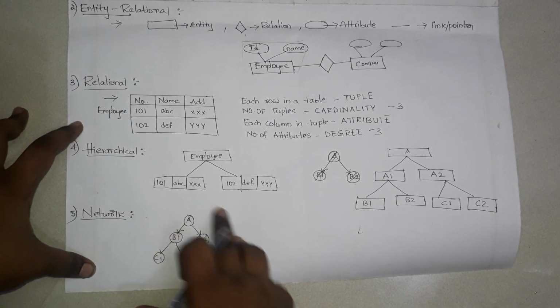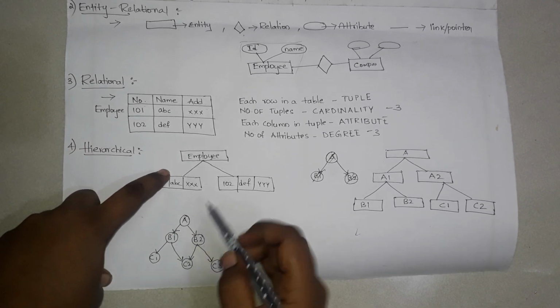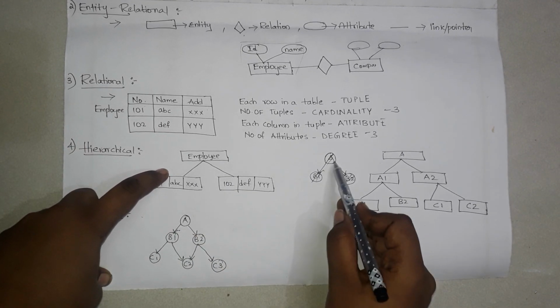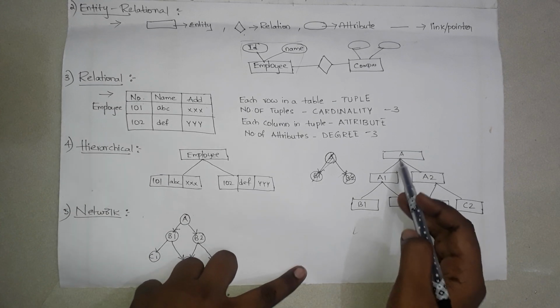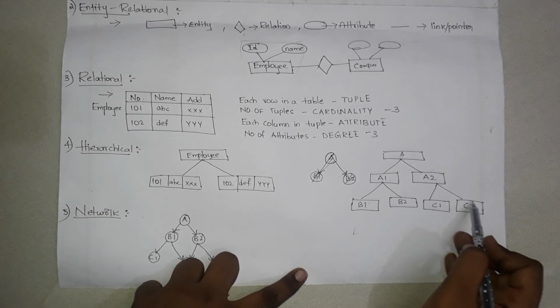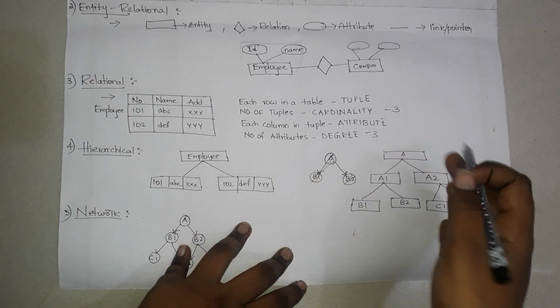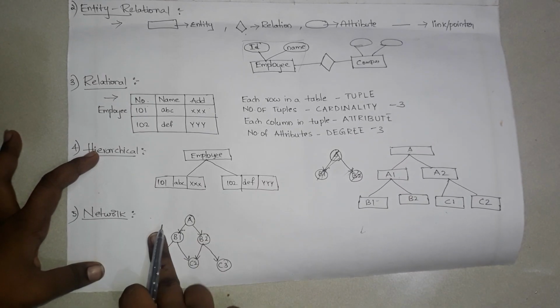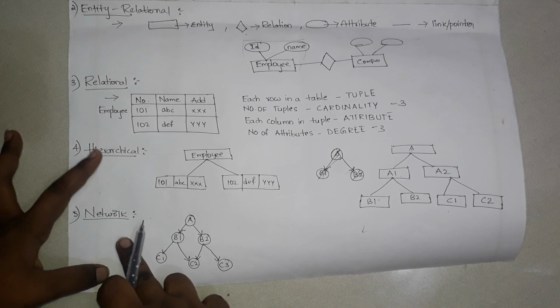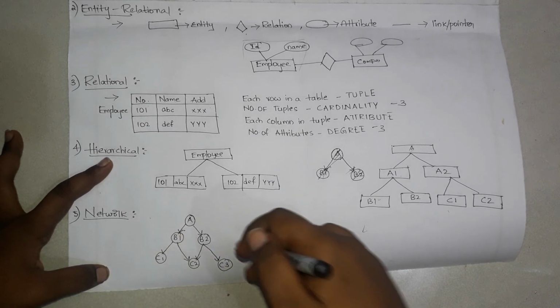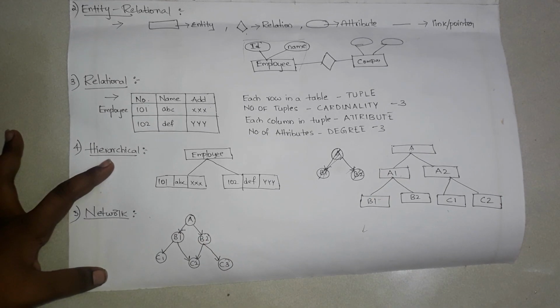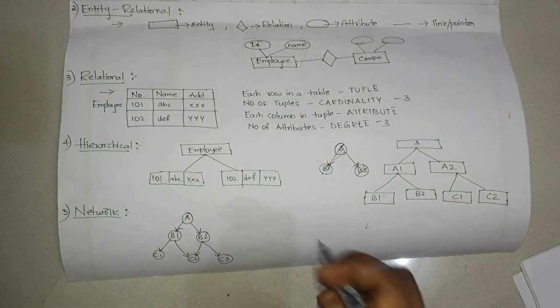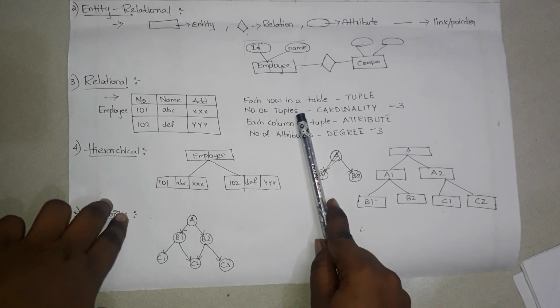Coming to the hierarchical model, here the data is stored in the format of a tree. Here we have separate nodes for every node, unlike a graph. So coming to the network model, here the data is stored in a graphical representation.